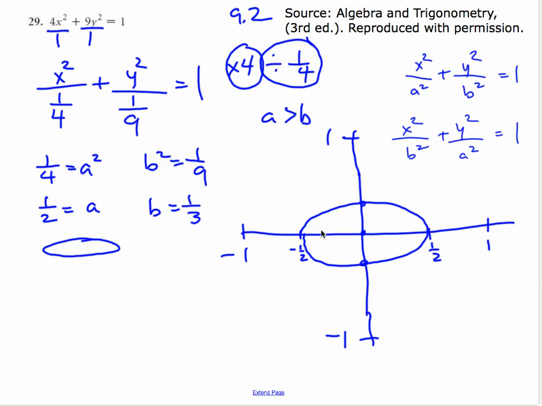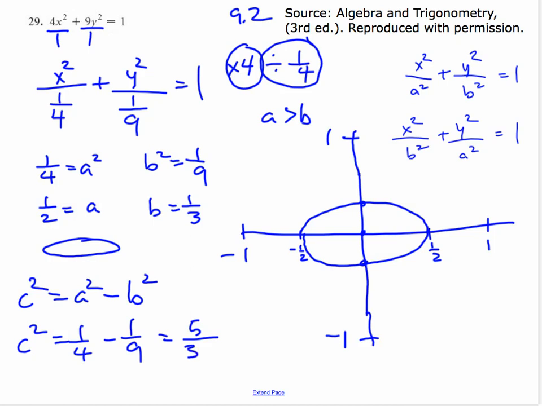The last thing that I probably should put in is a focus point. They might have asked for that, and I know the focus point in an ellipse is determined using this formula. And so A squared is a quarter, B squared is a ninth, so a quarter minus 1/9, that'd be 9/36 minus 4/36, so that'd be 5/36, I think. That's what C squared would be. So C would be equal to the square root of that, so it would be the square root of 5 over 6.